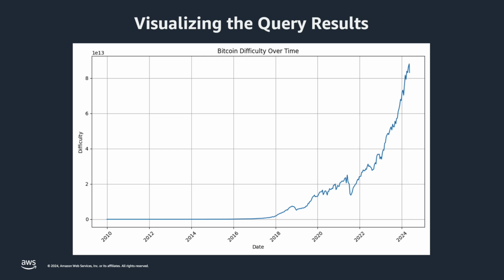To provide an example of gaining deeper insights from the Bitcoin and Ethereum data, I created a visualization using a simple Python script. The script utilized the Bitcoin difficulty data to generate a clear and informative chart by utilizing the matplotlib and seaborn libraries. This allows us to better understand the trends and patterns in the Bitcoin network's mining difficulty over time.